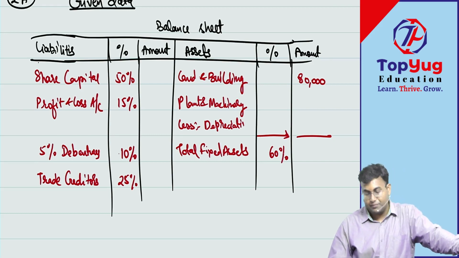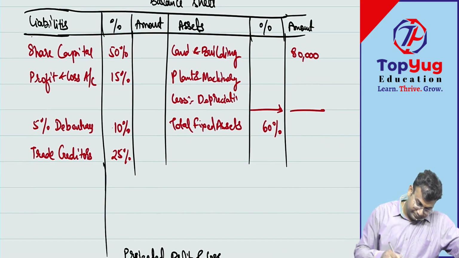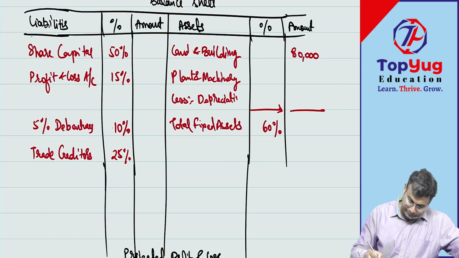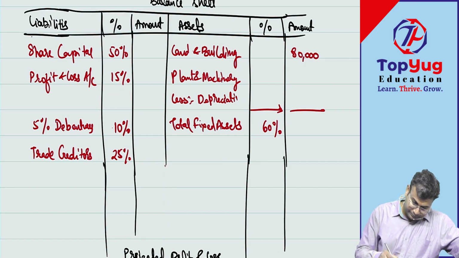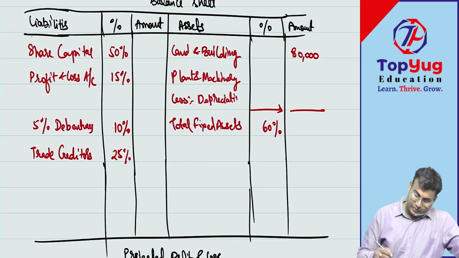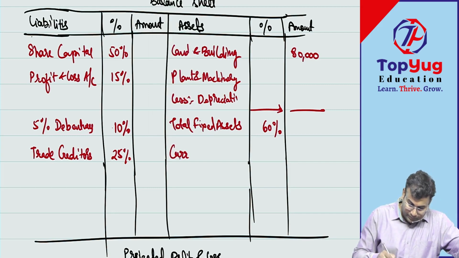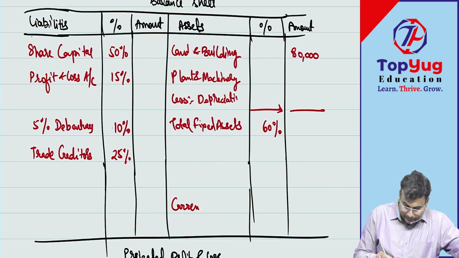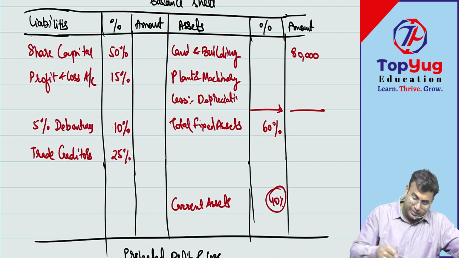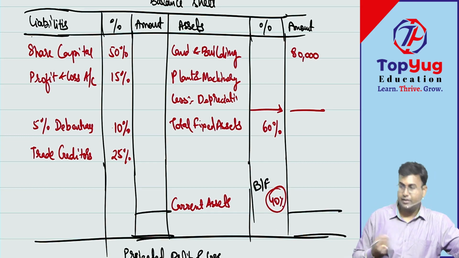Yes, any other information which we can plot? Then you will have current assets, which is divided into how many parts? This would be a balancing figure, na? If suppose non-current asset is 60%, then the current asset would be 40%. Is there any bigger issue?